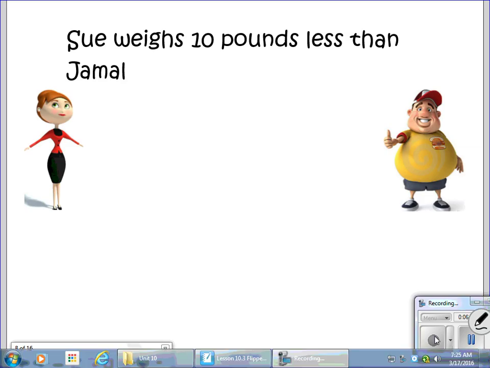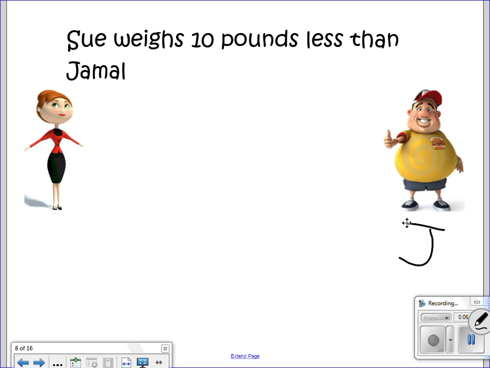Let's take a look here. We have Sue and we have Jamal. Sue weighs 10 pounds less than Jamal. Jamal is J pounds. So we're going to be going J minus 10 is what Sue is going to weigh. So if Jamal weighs 100 pounds, Sue weighs 90. Jamal weighs 200 pounds. Sue weighs 190.